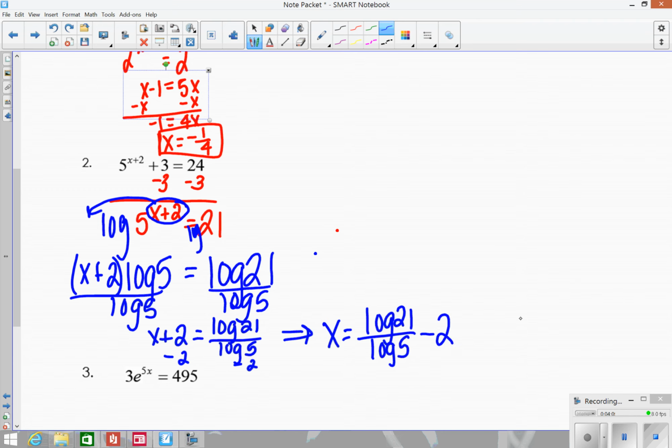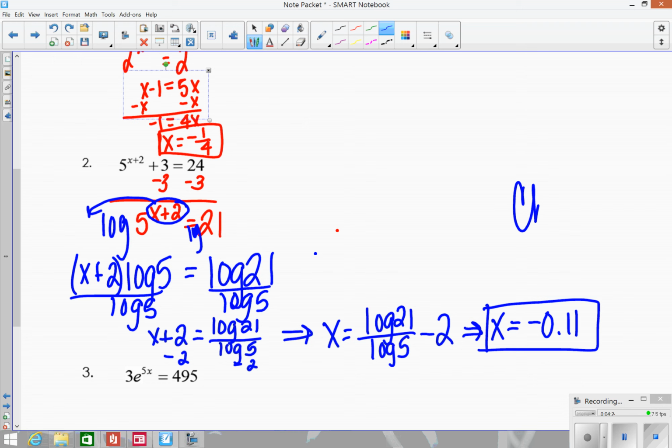minus 2. And then if you put that into your calculator, if we do it to 2 decimal places, we get -0.11. And then a good thing to do here is to check this. Just plug that into the equation, then plug it into your calculator. If you use -0.11 for x, you're not going to end up getting exactly 24 because this is a rounded answer. You're going to get like 23.9 something. So just know that because you rounded and you plug it in, you're going to get close to 24, but not exactly 24. Unless you use the exact expression to plug in, then you would get exactly 24.